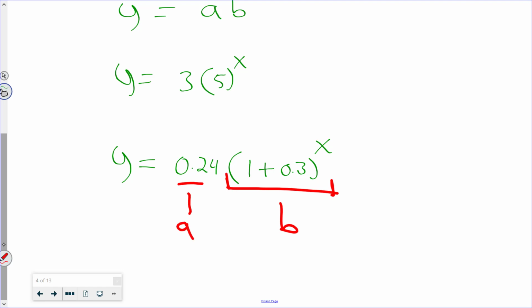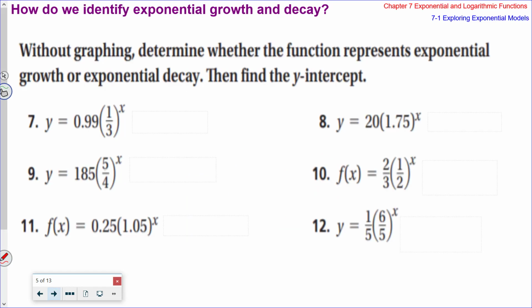Got it? All right. Maria G, is this growth or decay? Growth. Why? Because it's 1.3, which is bigger than 1. That's it. Good? All right, real quick, let's see if you could answer these questions. Let's go rapid fire. Number 7.